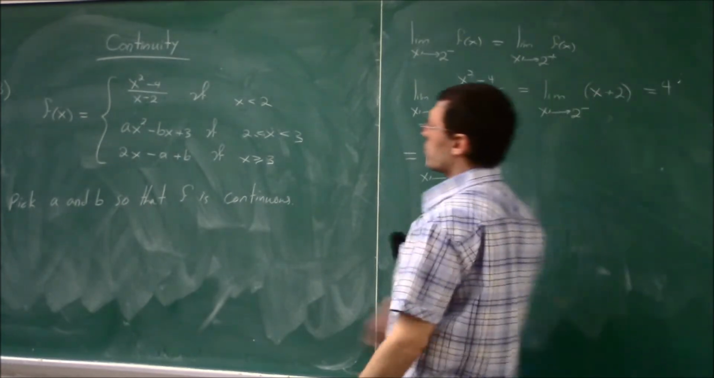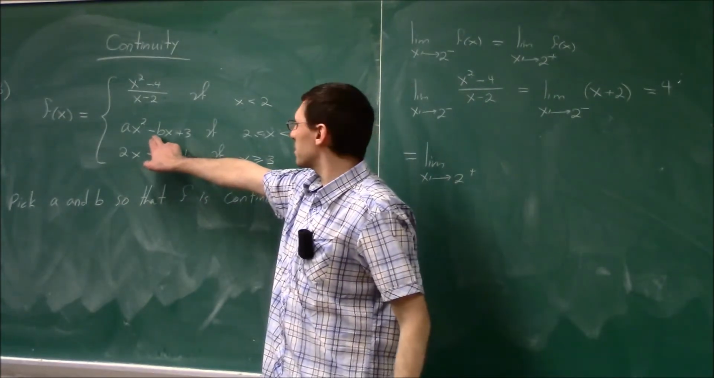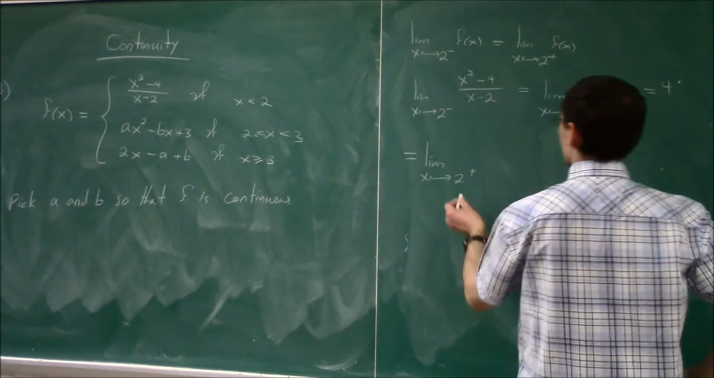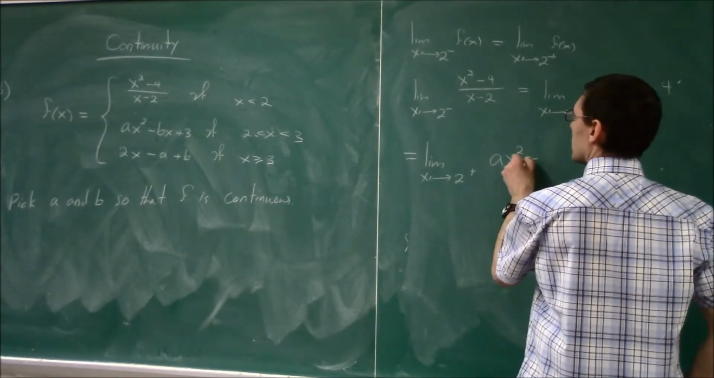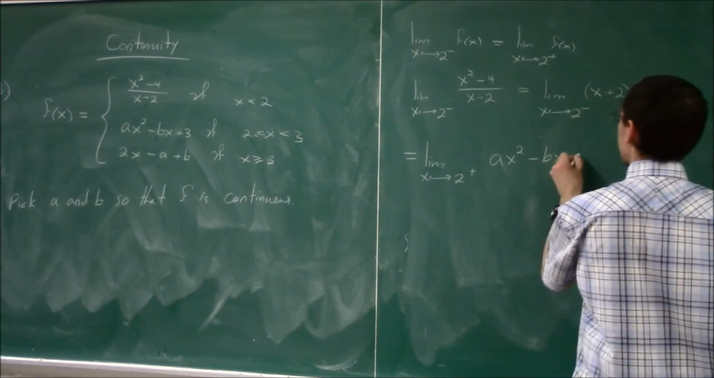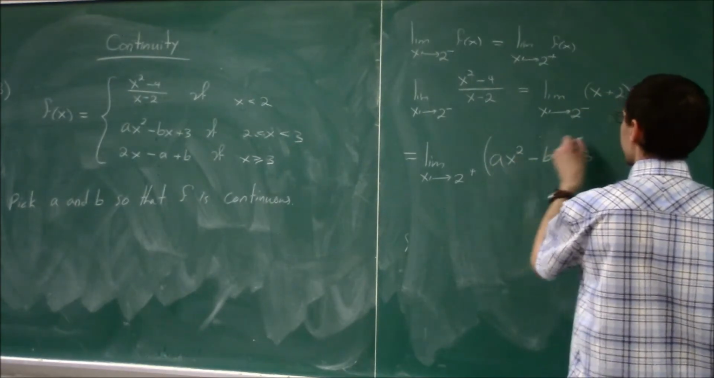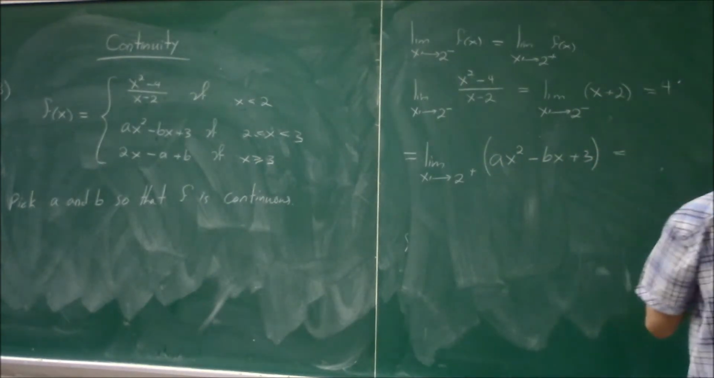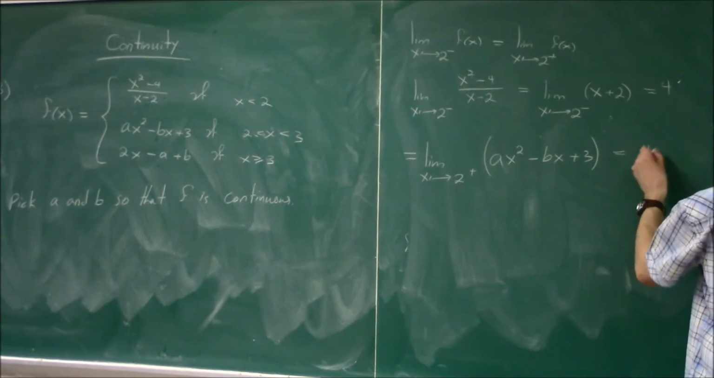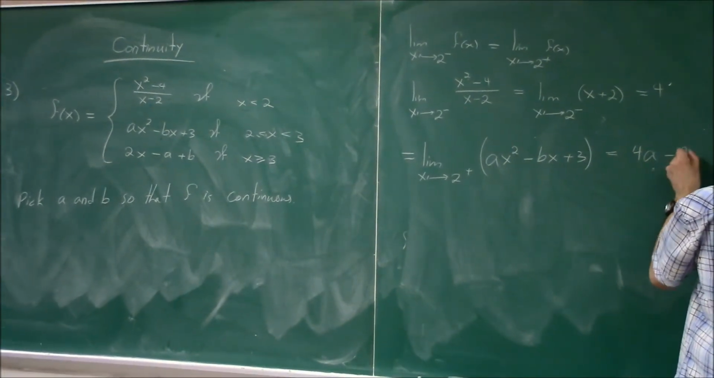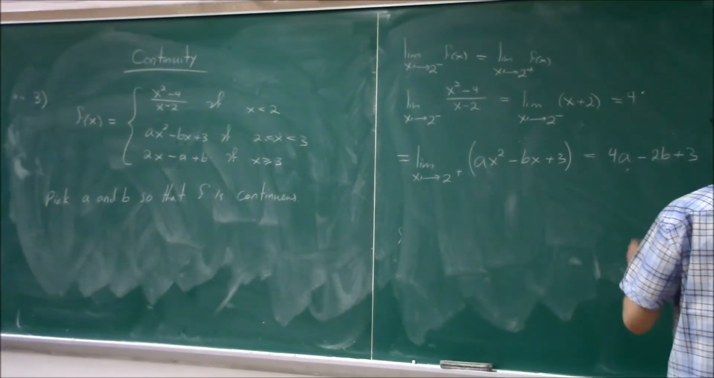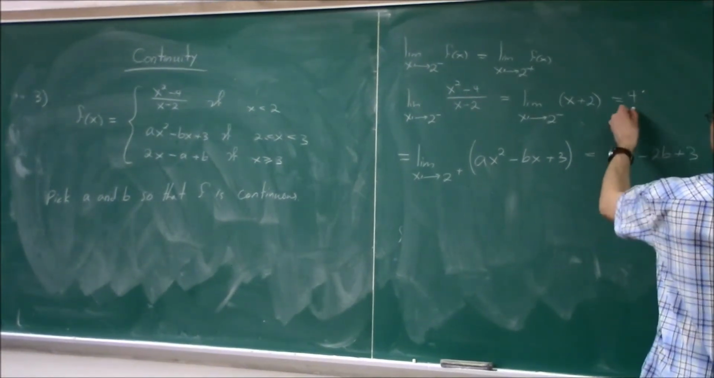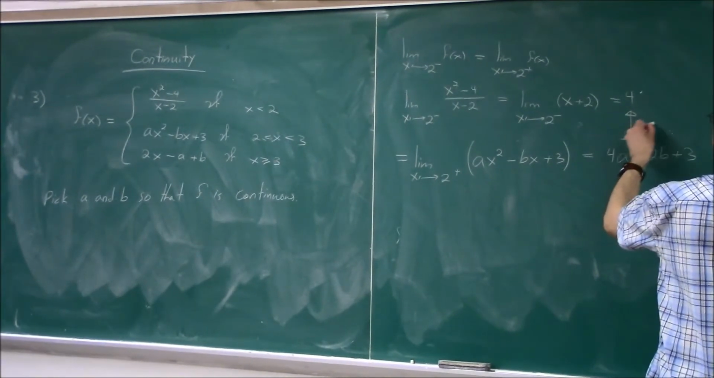Now if you approach 2 from the right, you approach along the middle polynomial. So that would be the limit as x goes to 2 from the right of a x squared minus bx plus 3, which is simply 4a minus 2b plus 3. So we must have this equality. That must be equal.